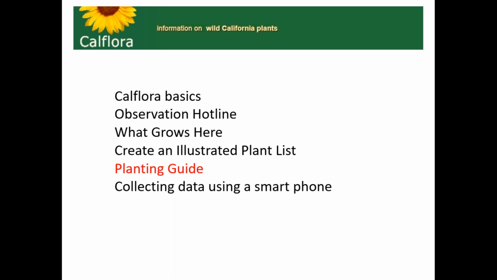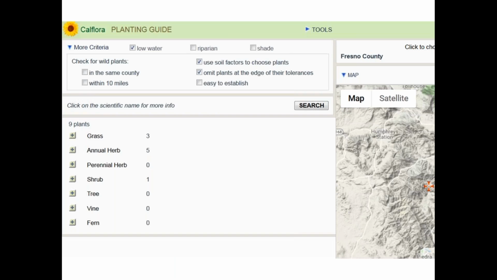Okay. So some of you do restoration work, and if you want to try the planting guide, you click on a location on the map. It cut off a little bit of the map for the screenshot. We'll do it live in a minute. And then you say if it's low, at the very top it says low water, riparian, and shade. Can you guys see that in the back?